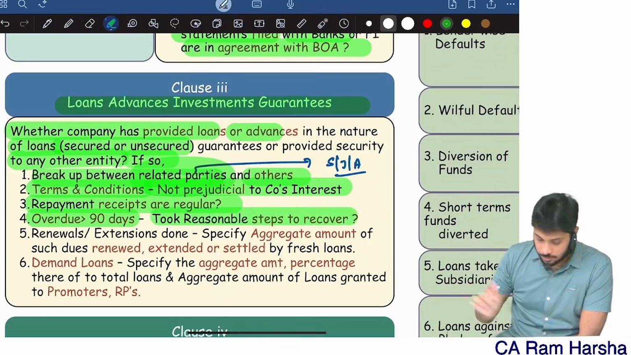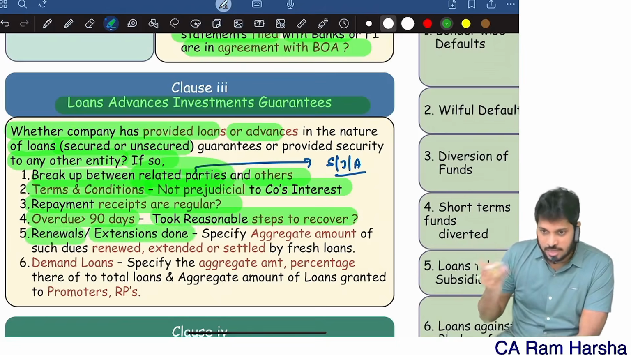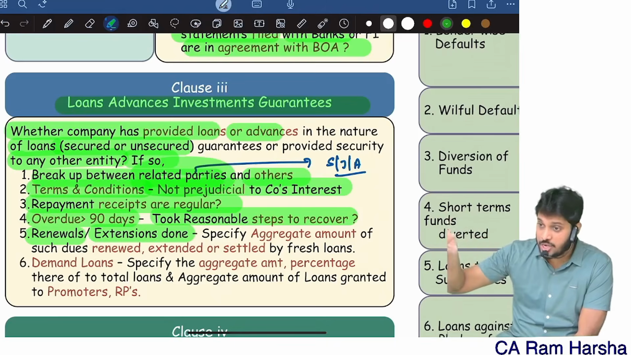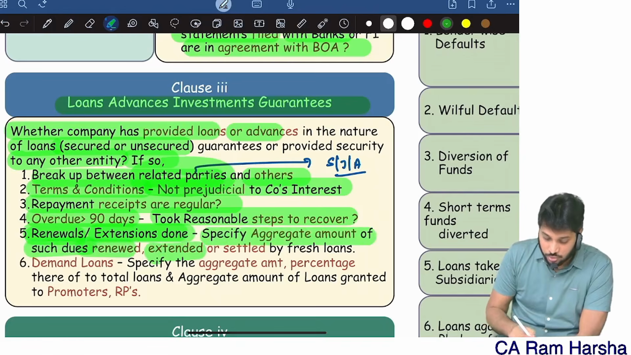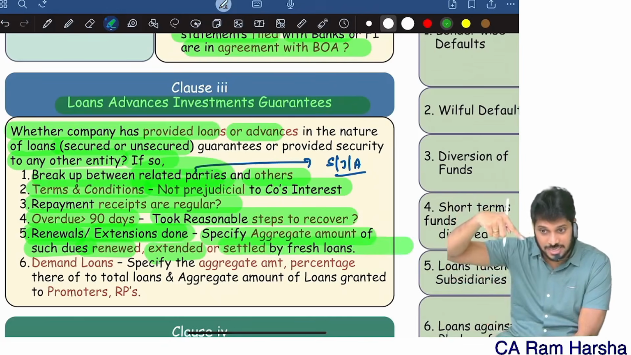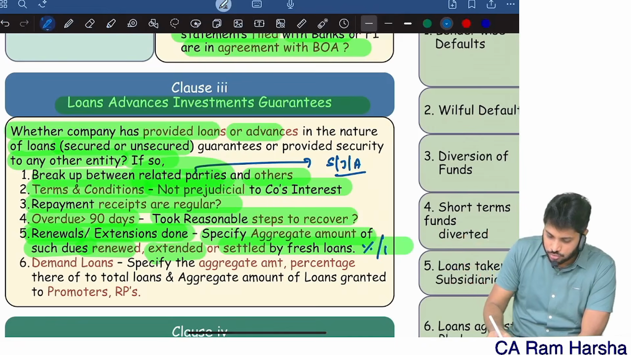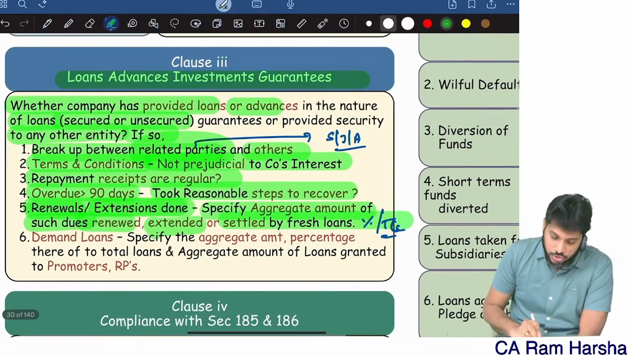Next, sometimes the companies will give renewals or extensions for the same loans. Like they gave loans, and they are not paying. So for that, the company would have given some renewal or extension, or a fresh loan is given. If at all any fresh loans or renewals are given, how much aggregate amount is renewed, how much amount is extended, how much amount is given as a fresh loan so that the old loan will be settled, yes or no? And what is their percentage to the total loans? That also you should give.